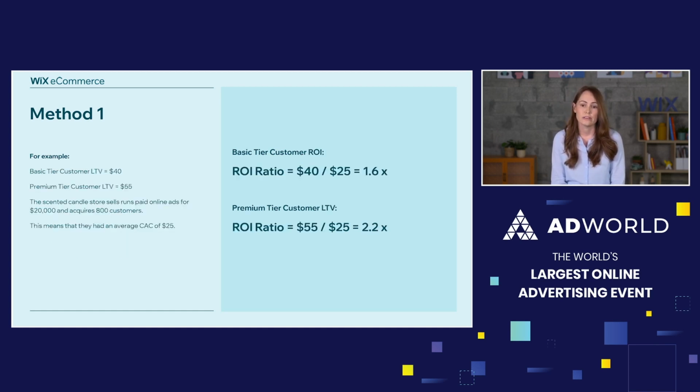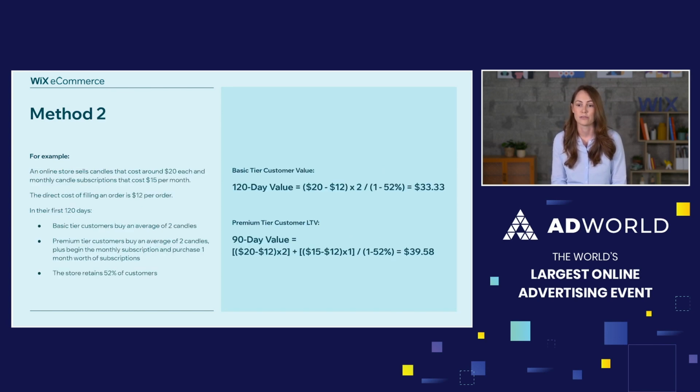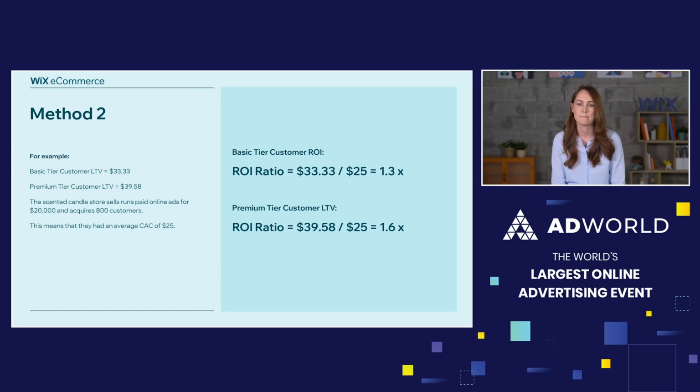And then if we wanted to calculate the ROI of this using those same acquisition costs that we spoke about of $25, we're going to end up with an ROI ratio of 1.6x for the basic tier and 2.2x for the premium tier, which is obviously much lower than the first ratio we were looking at when we were looking at lifetime value over the long term. The same would be true if we calculate using the second method. We just need to adjust for that churn rate and the cost of the orders, so do the calculations again. And now if we look at the ROI here, we're seeing that we have 1.3x and 1.6x for the two segments respectively.